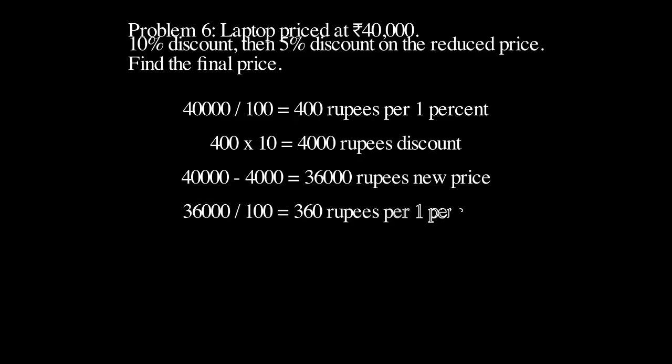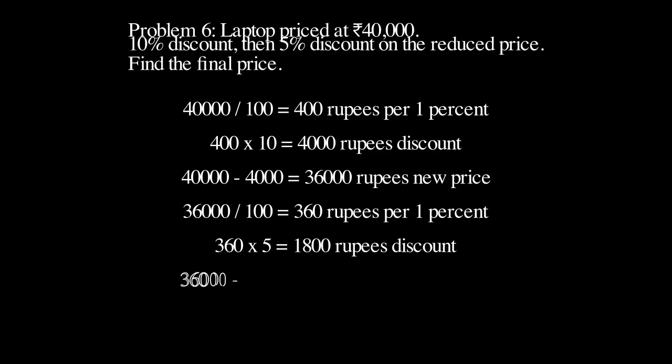Now for the second discount, we must find 1% of this new price of 36,000 rupees, which is 36,000 divided by 100, giving 360 rupees. 5% of the new price is 5 of these shares, which is 360 multiplied by 5, giving 1,800 rupees as the second discount. Subtracting this from 36,000 rupees gives us the final price of 34,200 rupees.